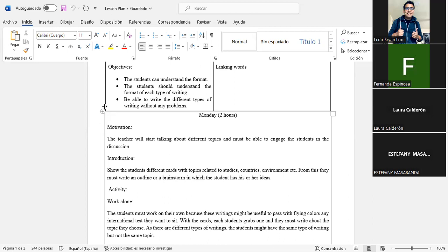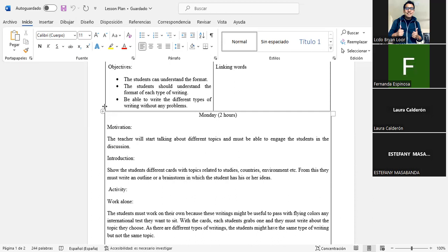Then as the introduction, it says show different cards with topics related to studies, countries, environment, etc. From this, they must write an outline or a brainstorm in which the student has his or her ideas. This will be the first step before writing any of these writings.